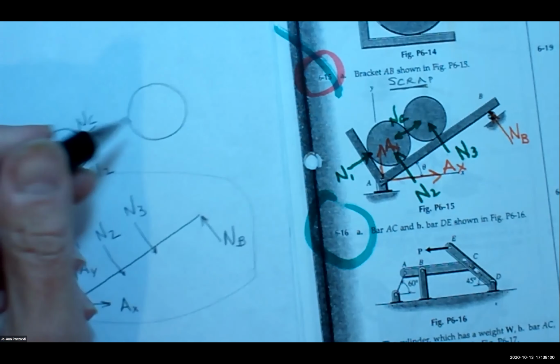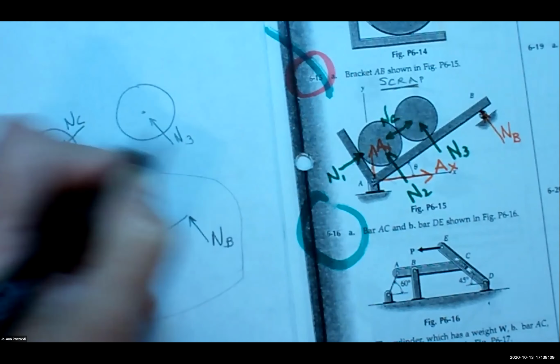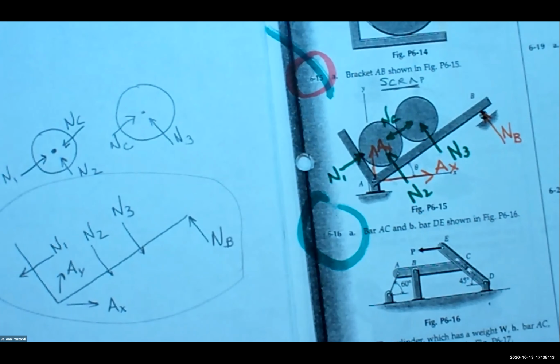And Jordan, you want to do the last cylinder? That has 2 normals on it. Okay, hang on a second. Normal 3 and normal C. Okay, who just talked? Isaac, was that you?